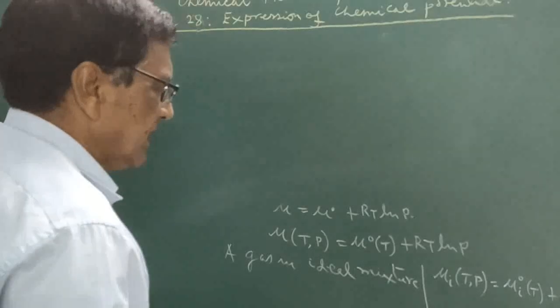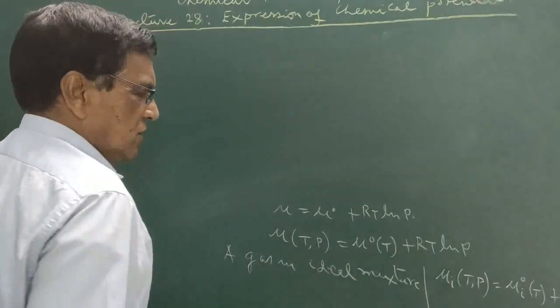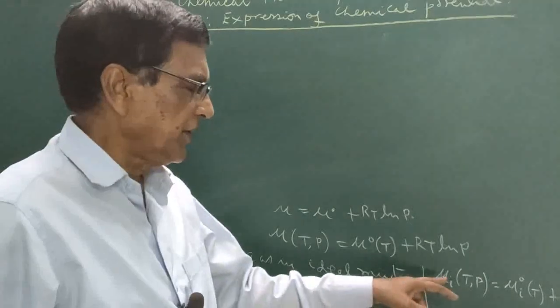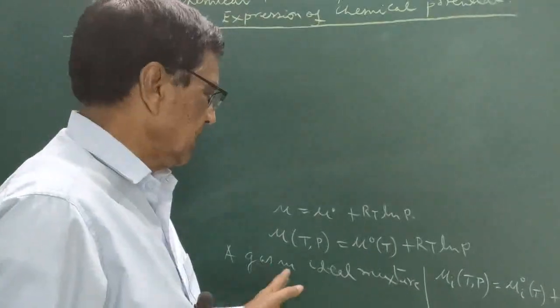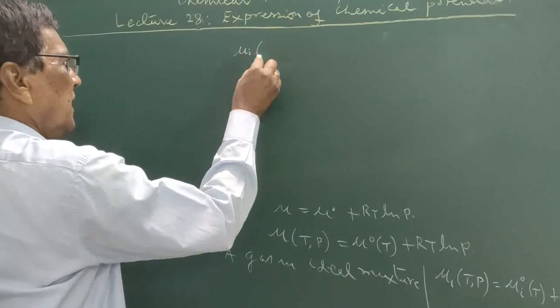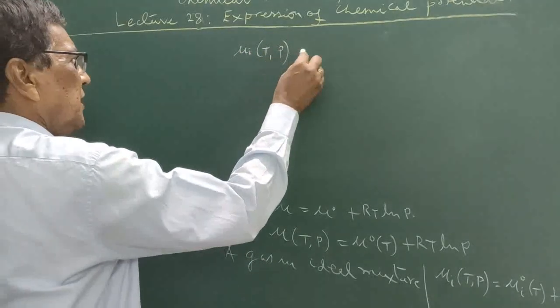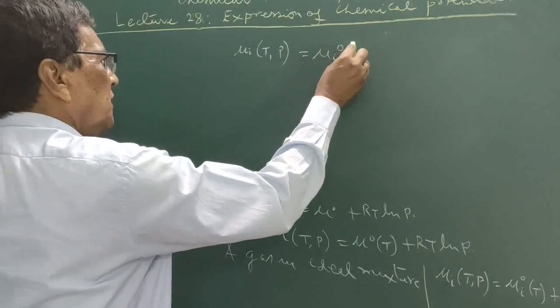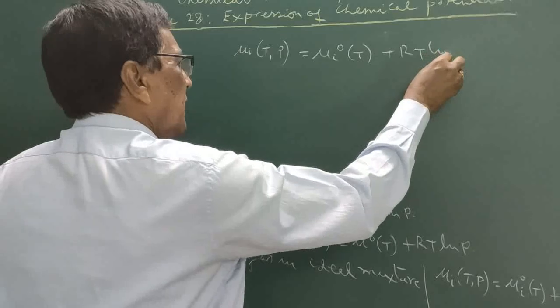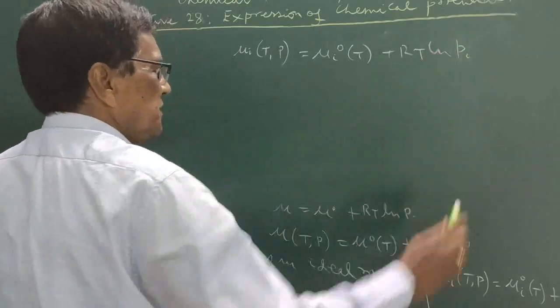So this is also another expression of the chemical potential for the ith component of a gas in ideal gas mixtures. We can write here mu i at T and P equal to mu i naught at this temperature T plus RT ln Pi. Pi is the partial pressure.